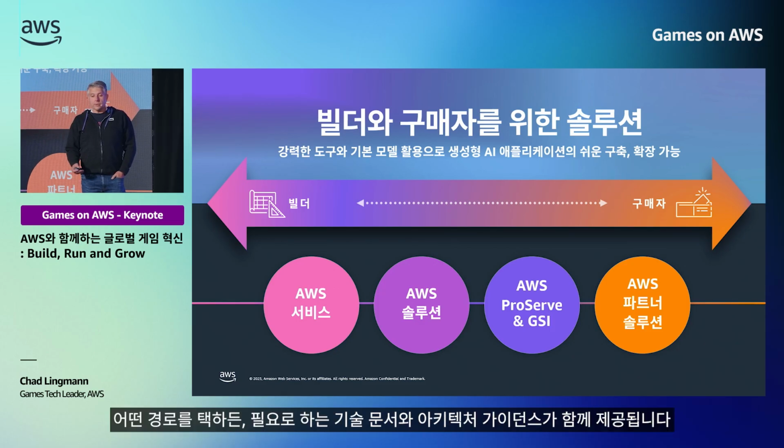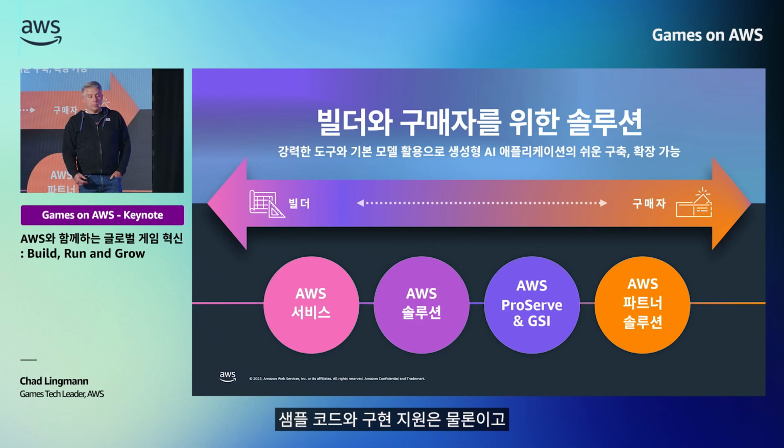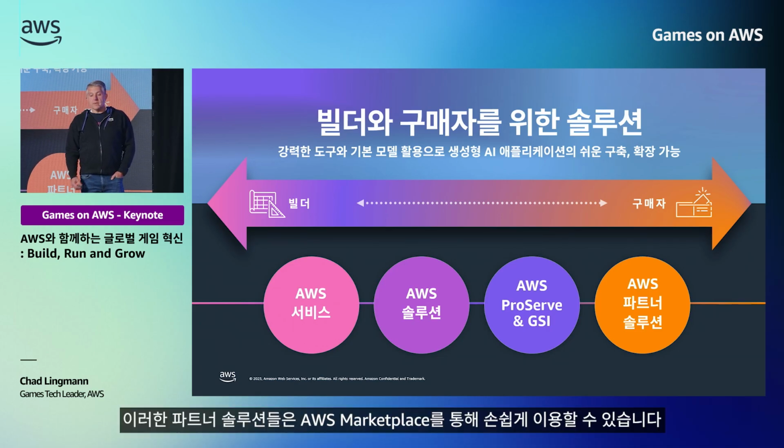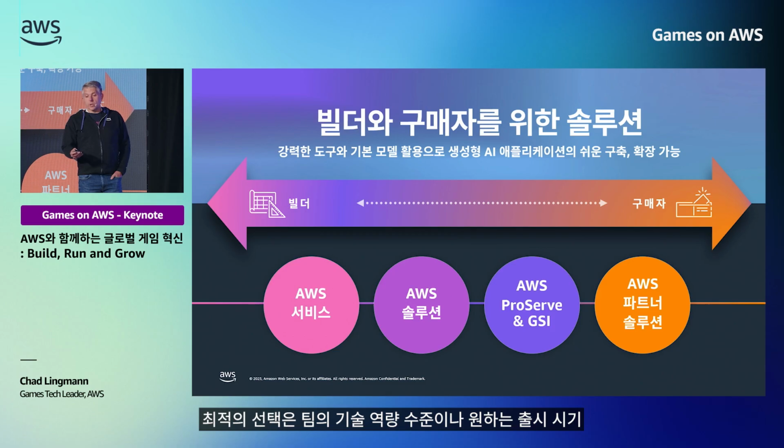So whichever path you choose, we provide technical documentation and architectural guidance. We have sample code and implementation support. And also AWS ProServe and GSI expertise when needed. You have easy access through the AWS Marketplace to these partner solutions. And the right choice for your company really depends on your team's technical expertise and the time to market needs and the customization requirements that you may have.